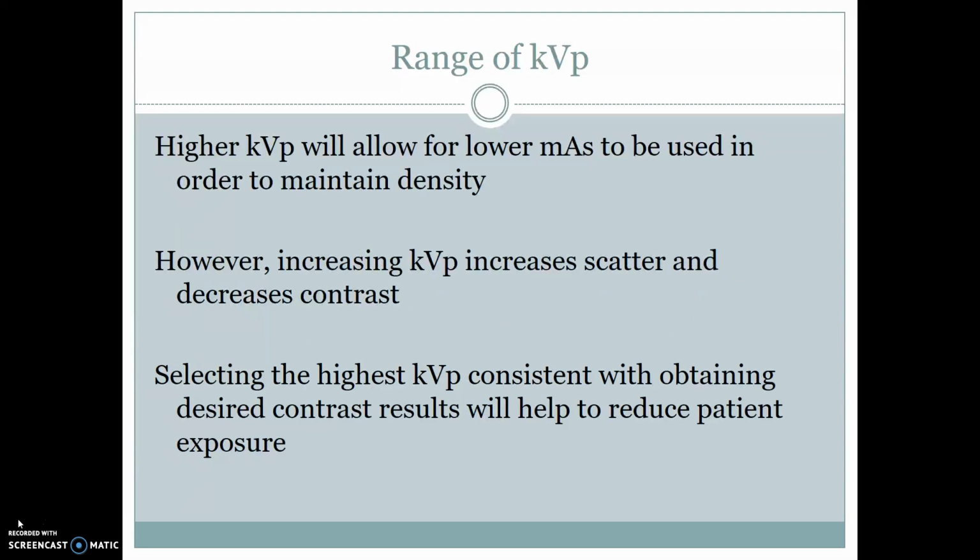A higher kVp will allow for lower mAs to be used in order to maintain density. However, increasing kVp also increases scatter and decreases contrast. Selecting the highest kVp consistent with obtaining desired contrast results will help to reduce patient exposure.